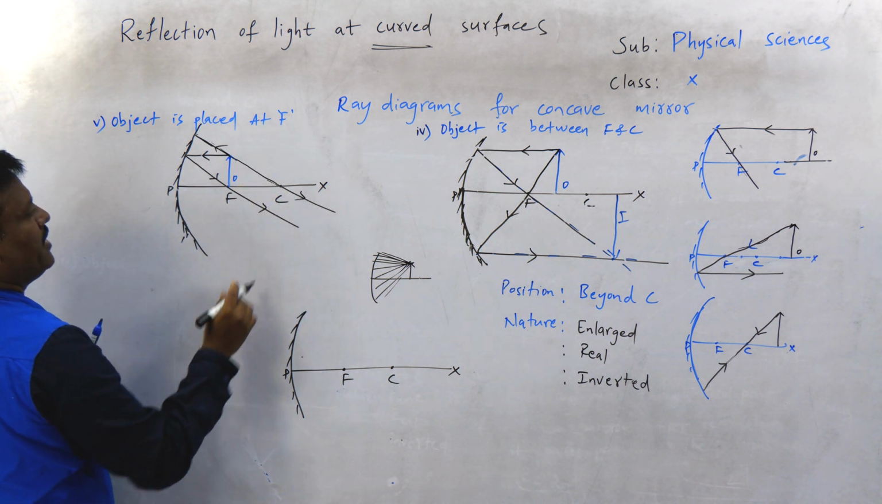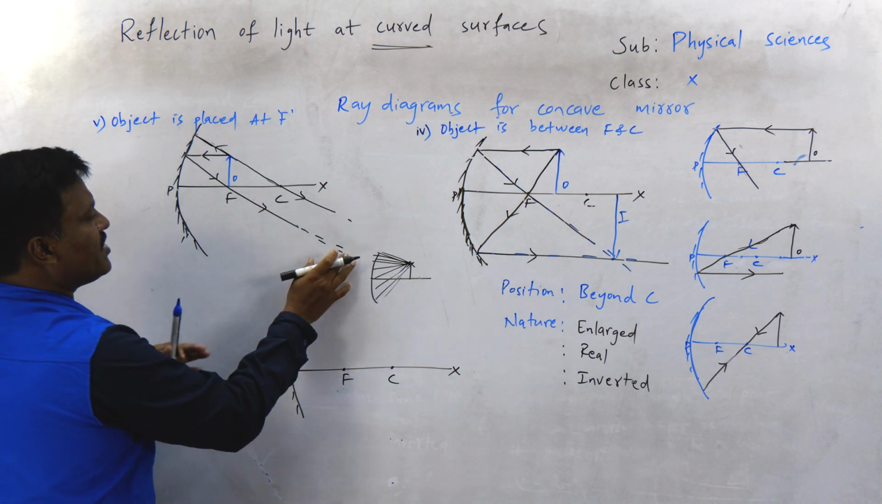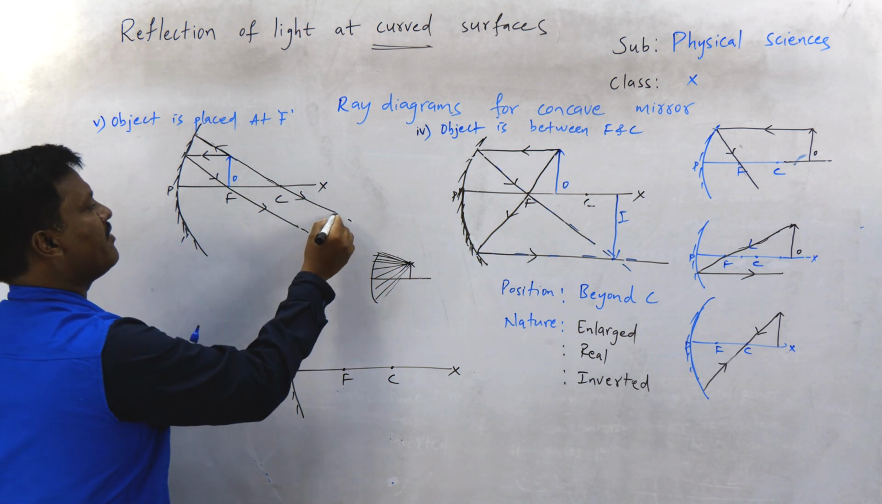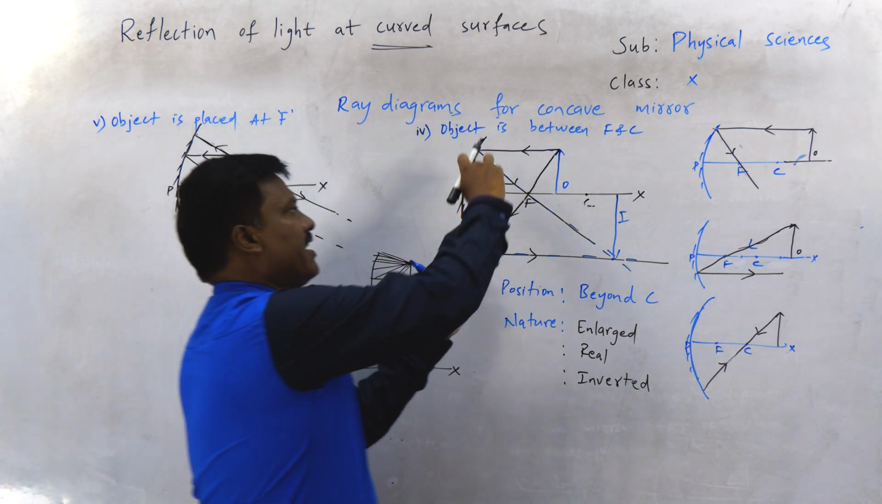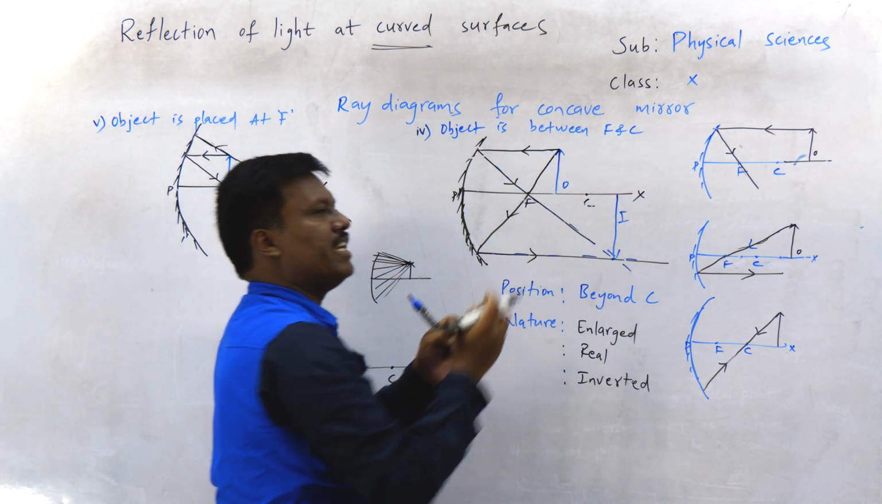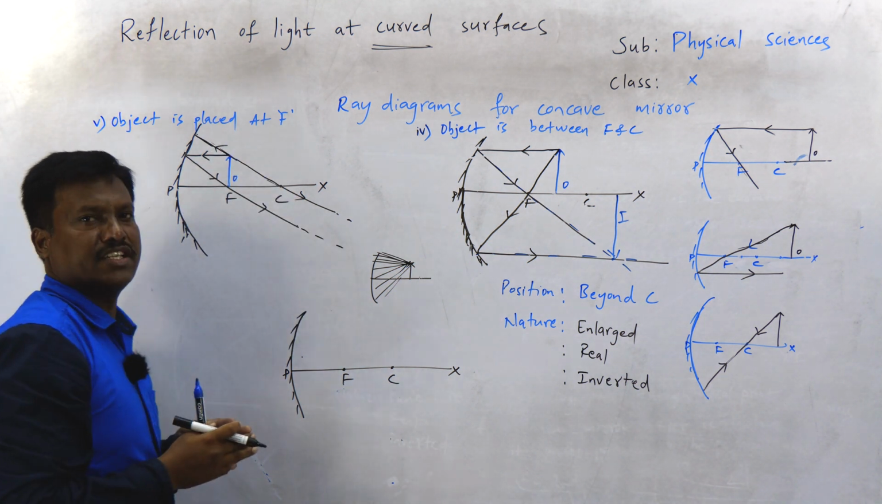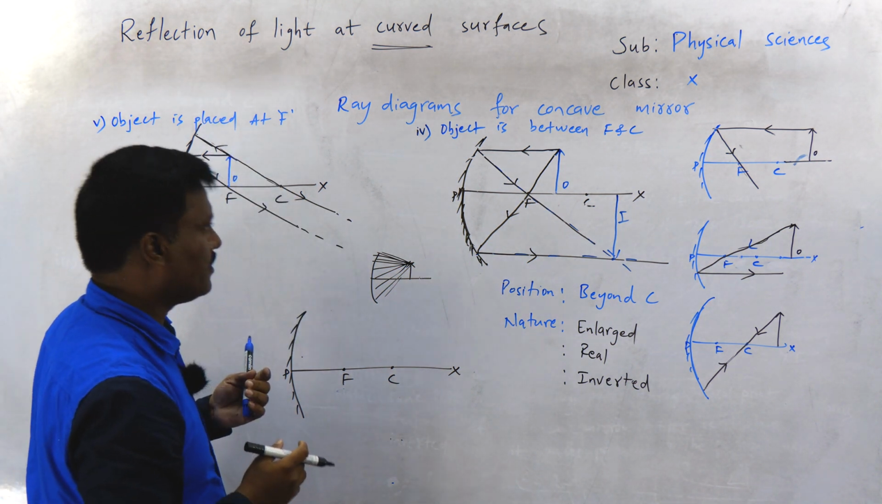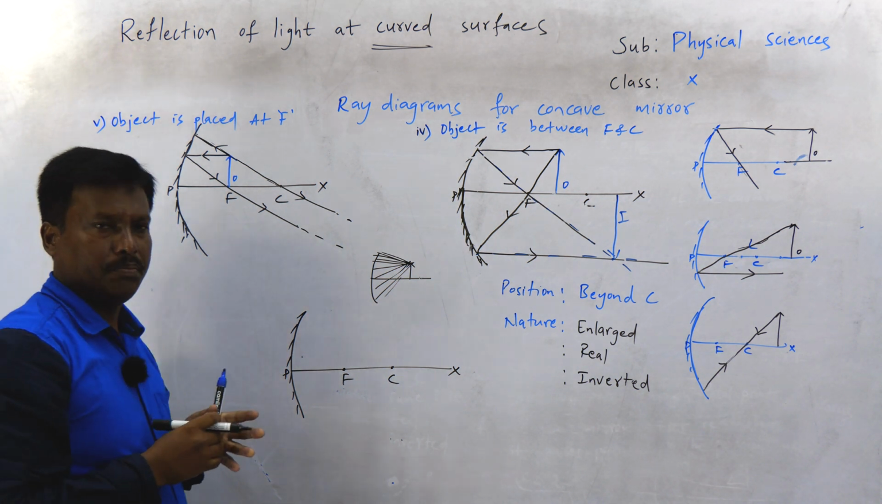Okay? See, these two rays are parallel to each other. Do they converge? Is there any chance of meeting? No, they don't converge. Whenever the rays converge, only then is an image formed. But here the rays are not converging. Then technically we understand that the image does not form.